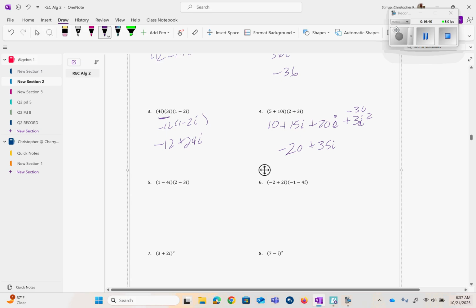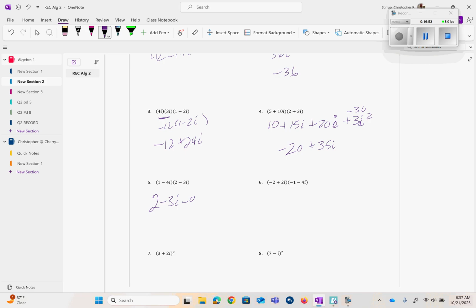Let's go ahead and FOIL number 5. So I'm going to get 2 minus 3i minus 8i plus 12i squared. That's going to give me negative 12. So 2 minus 12 is negative 10 minus 11i. Go ahead and FOIL this one. That's going to give me 2 minus 8i plus, or that's negative 2i minus 8i squared. That's going to give me a positive 8 plus 2 is 10 minus 10i.